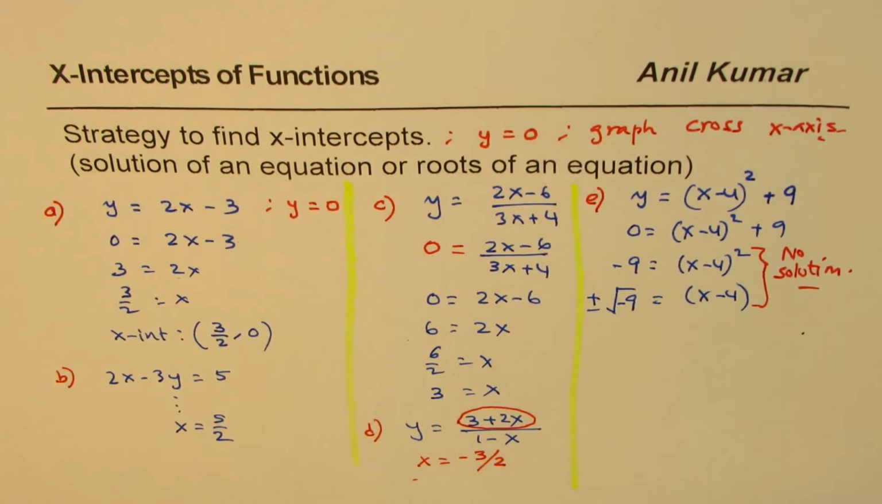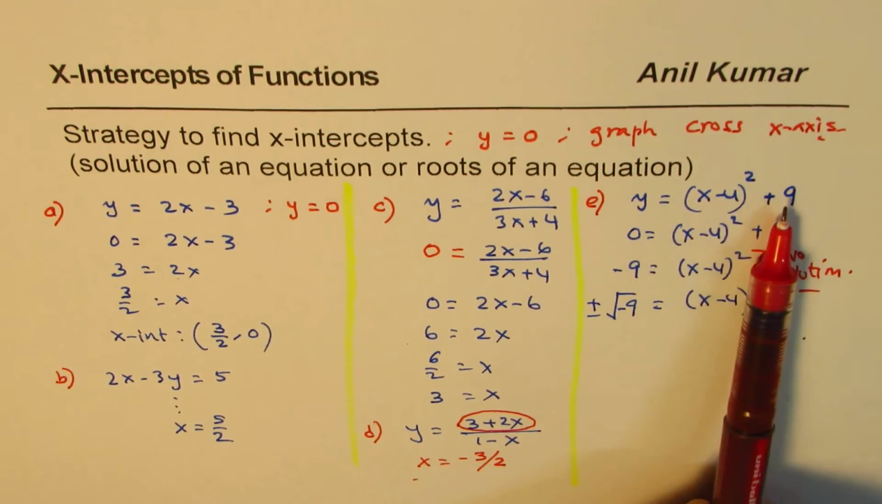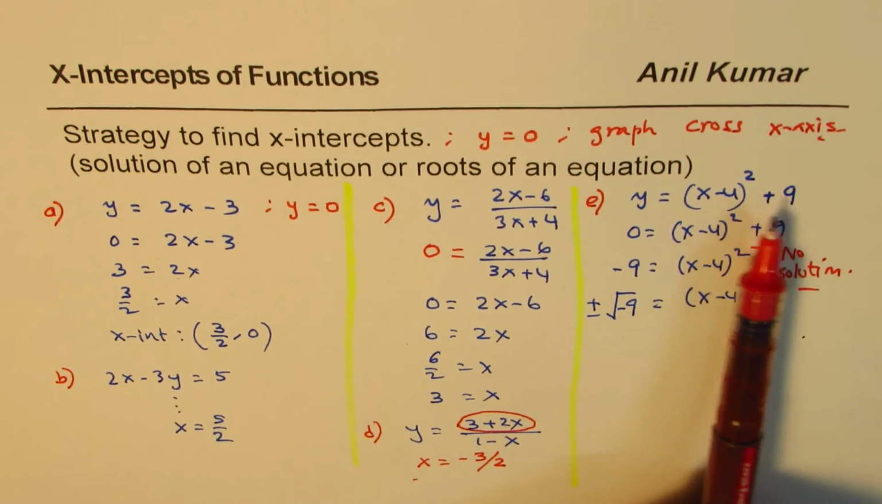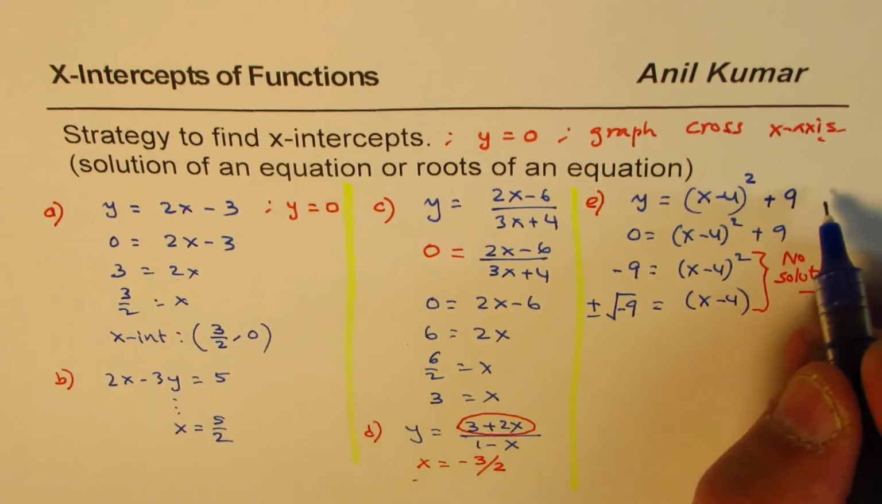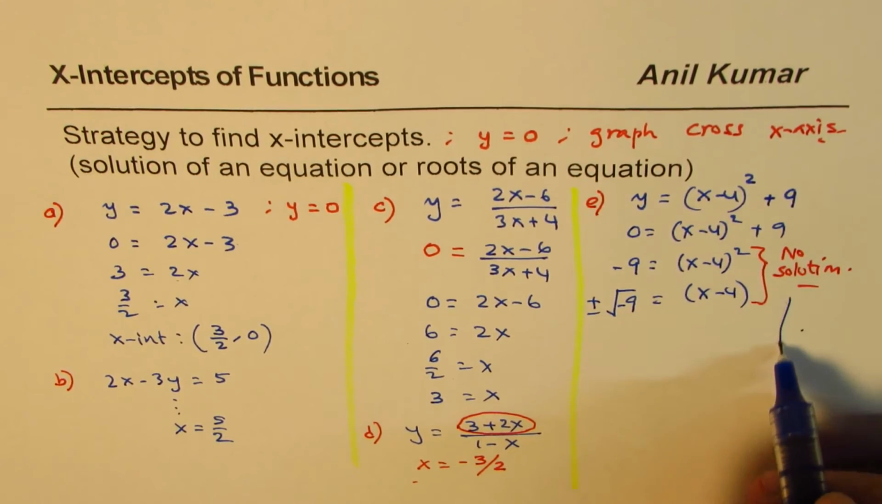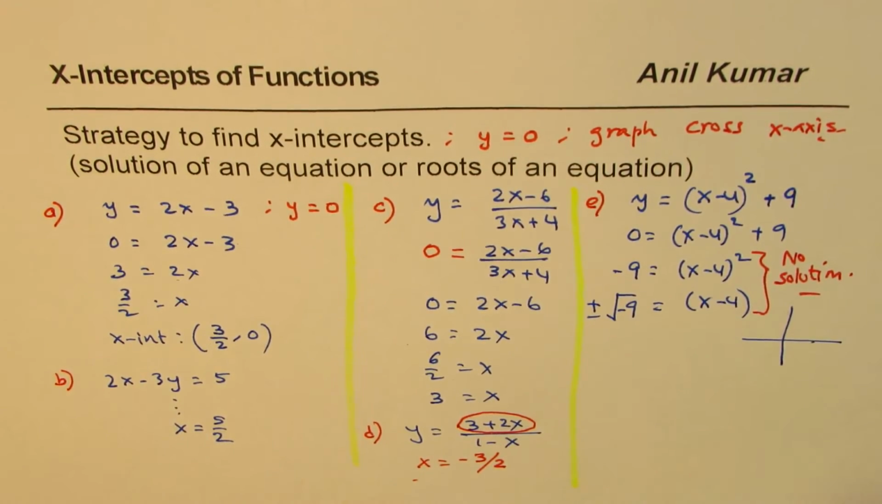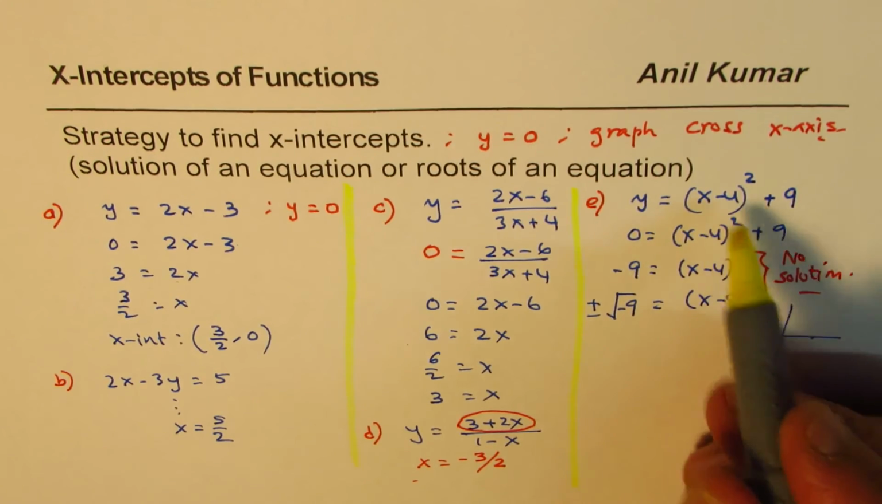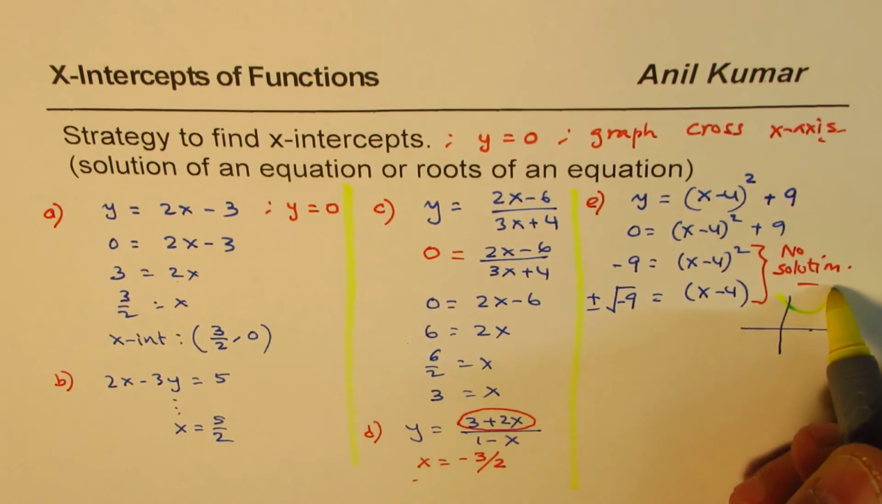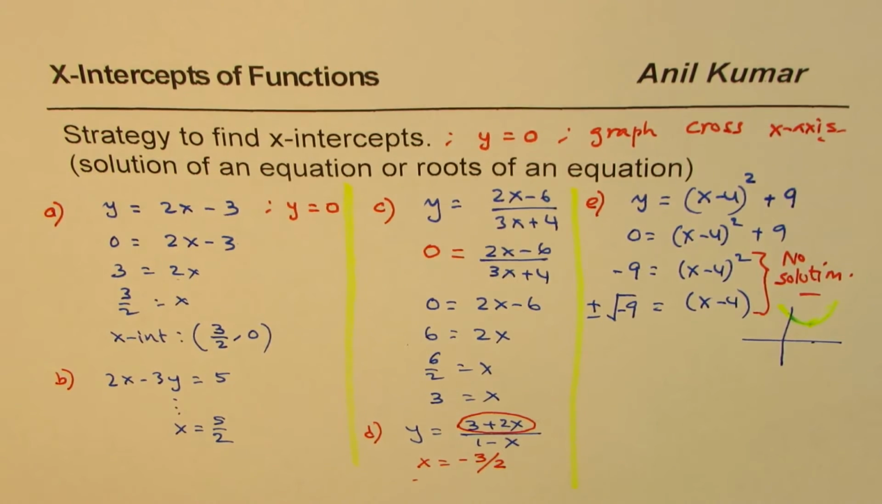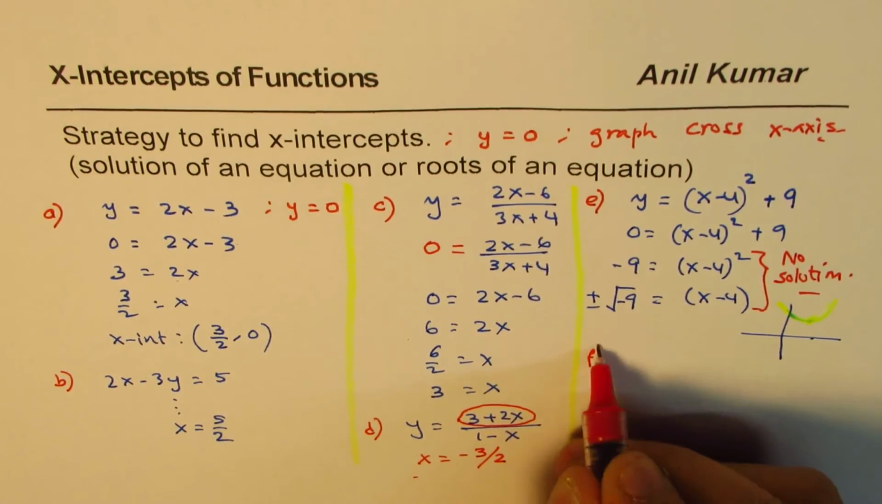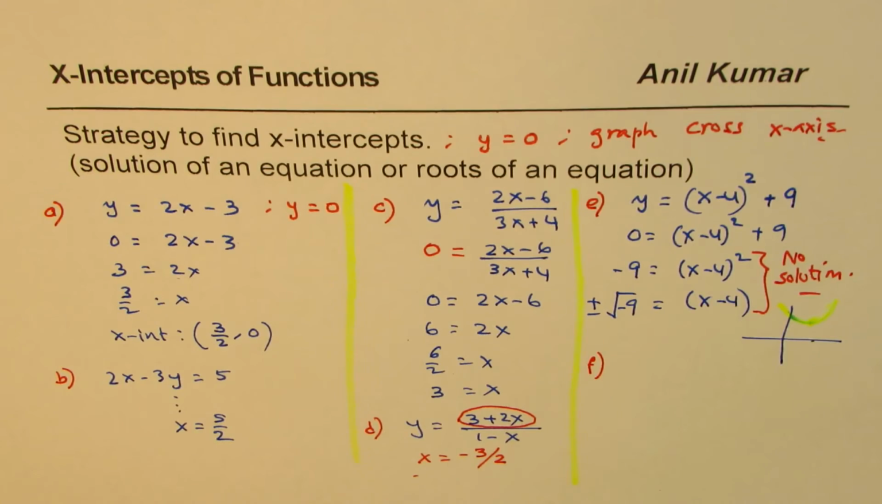This particular case is a parabola which opens up from (4, 9). Let me sketch this to just show you a small version here. So the parabola will be, at x equals 4, kind of like this. Do you see that? That parabola has no x-intercepts. Let's take up another example where we have some x-intercepts.